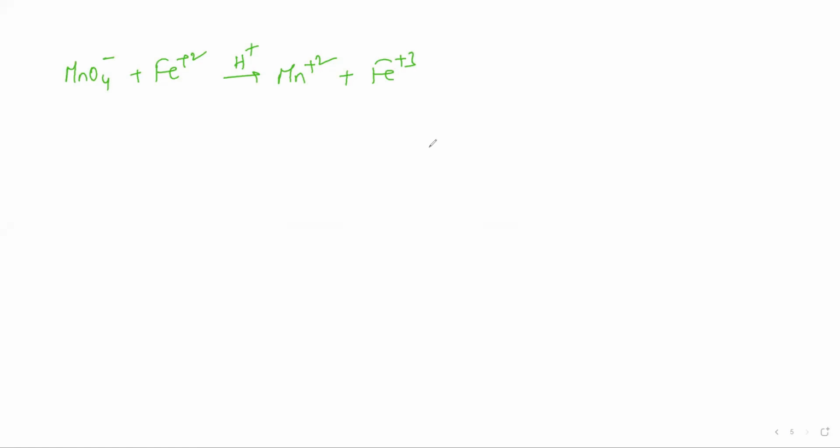So as usual, first calculate oxidation states. Here manganese is plus 7. Here it is already given as plus 2. Iron is plus 2 and plus 3. Plus 7 to plus 2: decrease in oxidation state, so this is a reduction. Plus 2 to plus 3: increase in oxidation state, oxidation. Right?